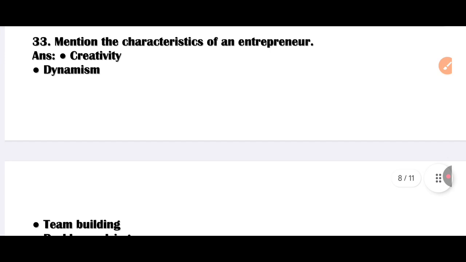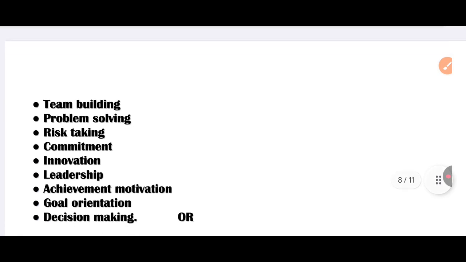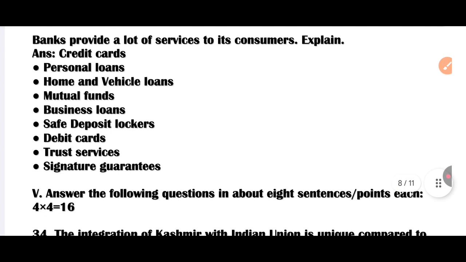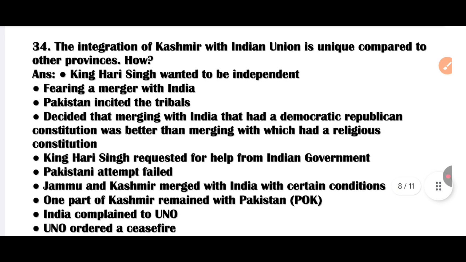Next question. Mention the characteristics of entrepreneurs: creativity, dynamism, team building, problem solving, risk taking, commitment, innovation, leadership, achievement motivation, goal orientation, decision making. Next question: banks provide a lot of services to their consumers. Explain. Credit cards, personal loans, home and vehicle loans, mutual funds, business loans, safe deposit lockers, debit cards, trust services, signature vouchers.